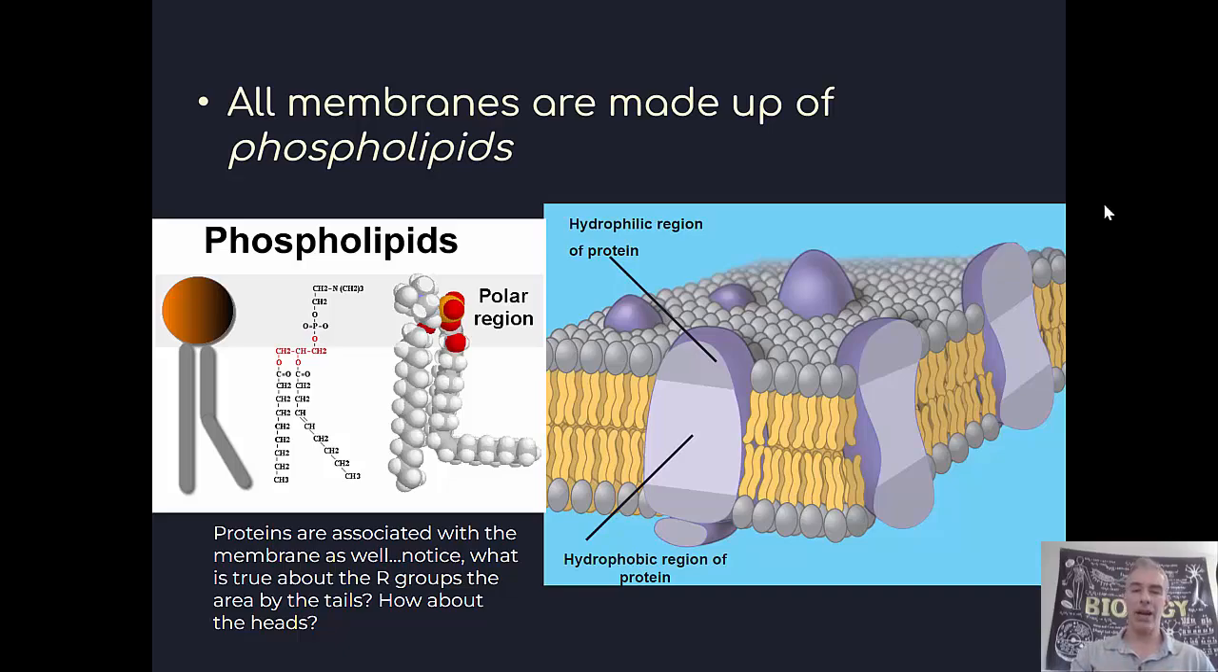So if you look at a bilayer, the lipid bilayer, which is called that because you have the hydrophilic heads pointing towards the watery environment, both outside and inside the cell, and the tails pointing to each other, you can see we have two layers here.